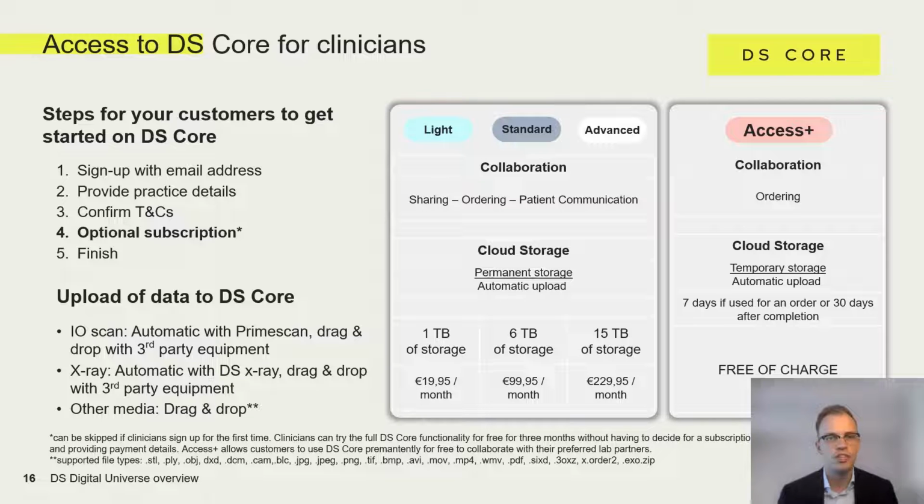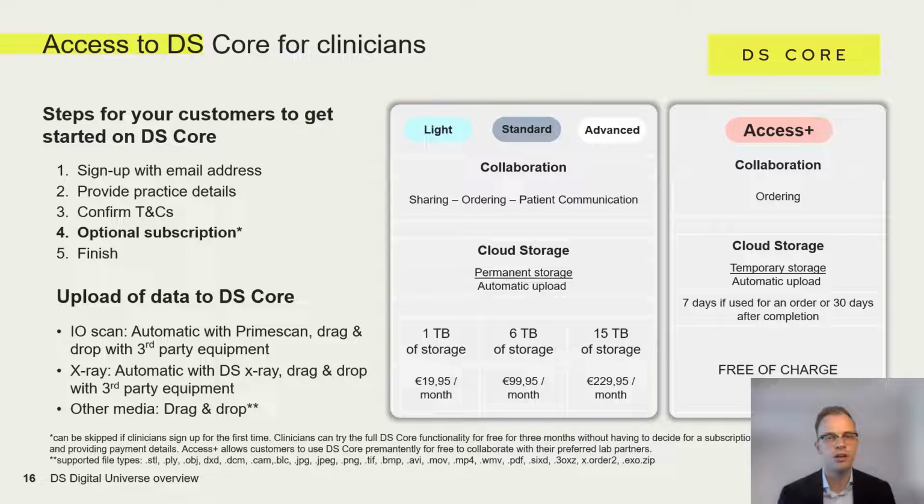which is an account type that is permanently non-paid, which means no payment is ever needed for this kind of account. With the Access Plus account, the functionality includes primarily the ordering function. So if you would just like to collaborate with your lab through DSCore and still make use of the benefits such as better accessibility for the order portal, you can do that without having to make a payment ever. With the Access Plus account, there is also cloud storage included. However, the media is only kept on a temporary basis for 7 days, and if used for an order, for 30 days.